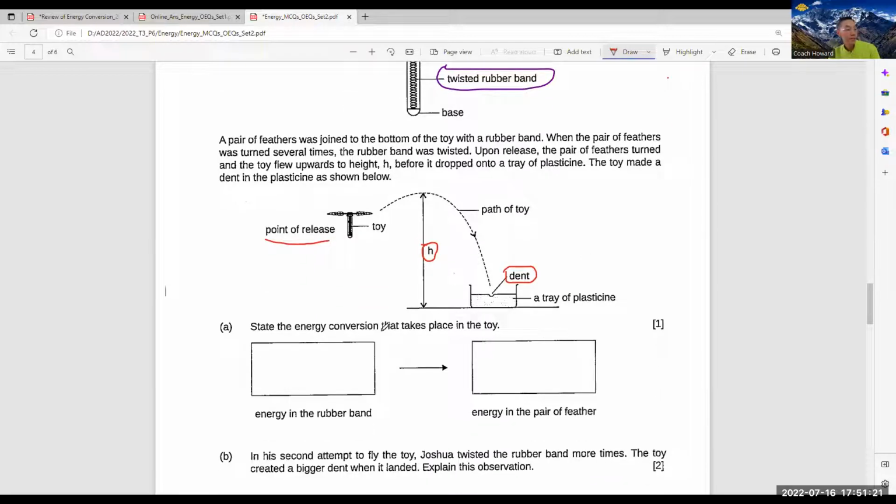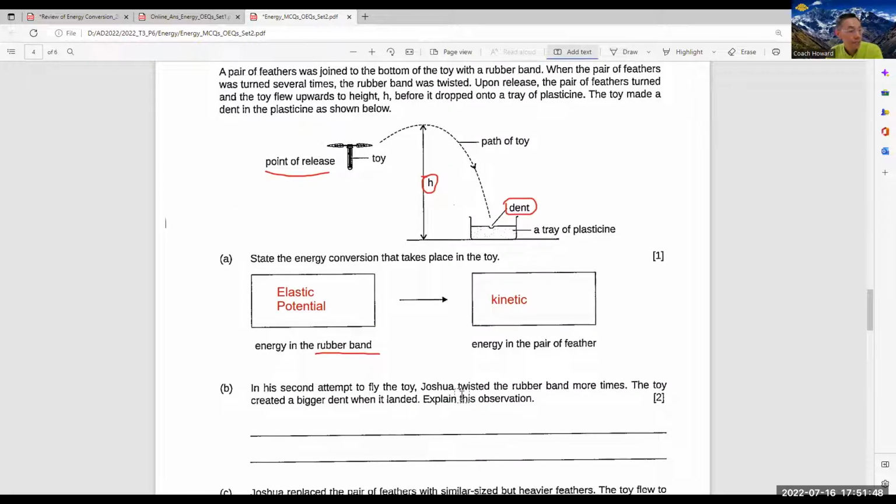Okay, state the energy conversion that takes place in the toy. Notice this is in the rubber band. So in the rubber band, obviously there is elastic potential energy. And then the energy in the pair of feathers, because it's rotating, right? So it's kinetic.